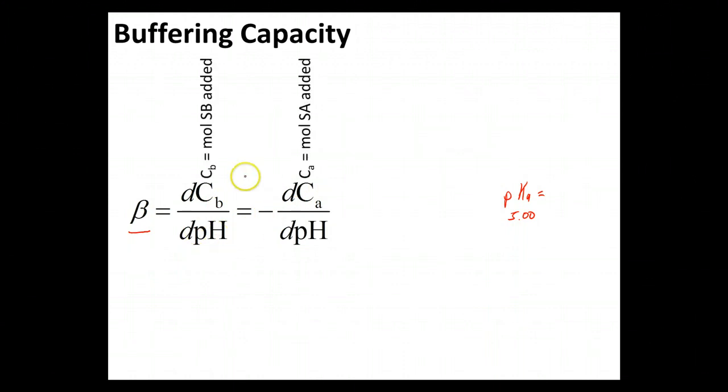In other words, this will be the moles of base or acid that we're adding. So as we change how much we've added, how much does pH change? If things are buffering very well, we can add a lot of acid or base and see a small change in pH. That's what buffering capacity tells us. When buffering capacity is a high number, that's because big changes in what we add cause only small changes in pH. In other words, big beta means it's resisting.